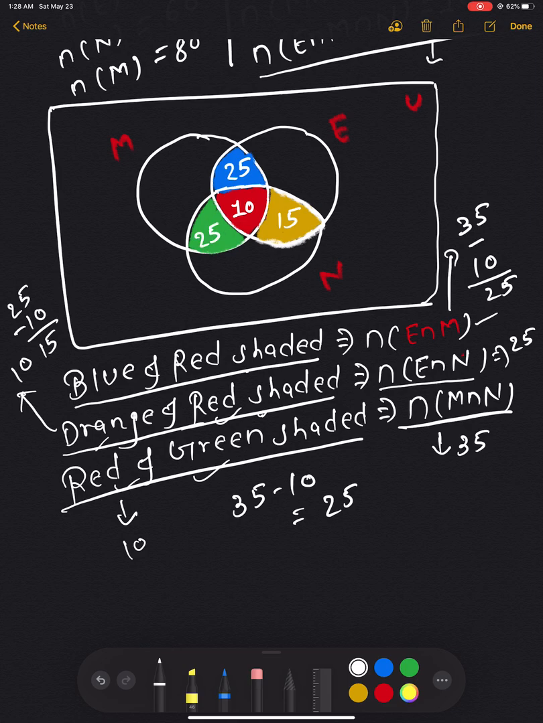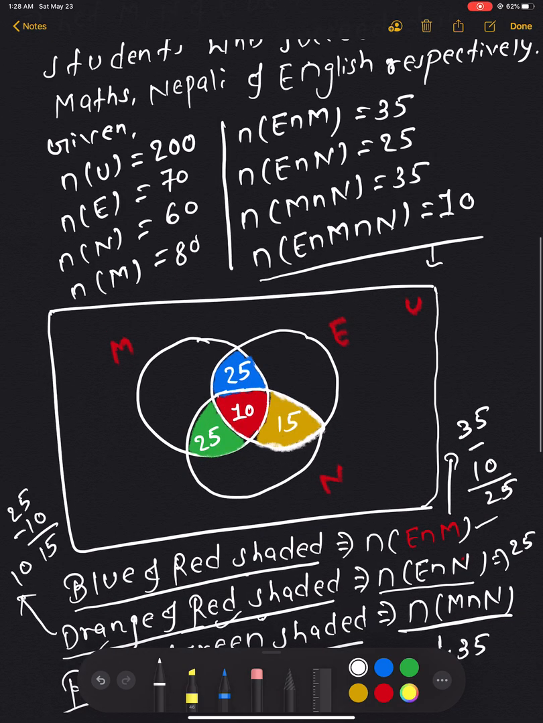That's your 25. So now look at the value n(E). Your n(E) is how much? 70. So you already have in n(E) the values of blue, red, and orange. So left is this part. So now add the red value, the blue value, and the orange value. Add 25 plus 10, 35, 35 plus 15, 50. So how much left now? 20. So 70 minus 50 is your 20. So write it down over here.